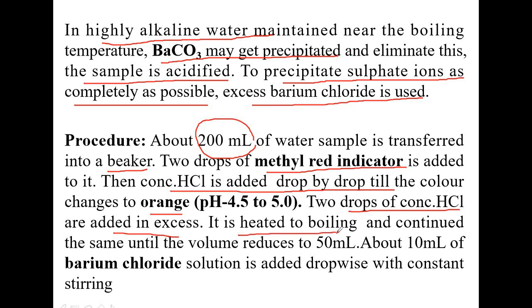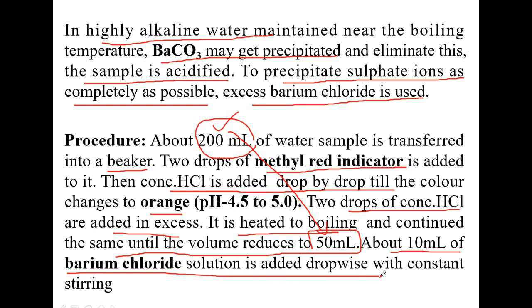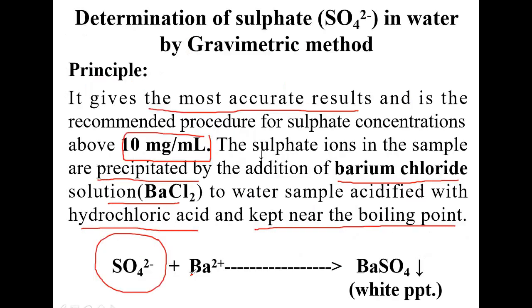Now it is heated to boiling. The solution needs to be heated to boiling and heating is continued until the volume reduces to 50 ml. Initially we have taken 200 ml of the sample. Now we are heating it to boiling and we are reducing the volume from 200 ml to 50 ml. Now the solution is highly concentrated. At this stage 10 ml of barium chloride solution is to be added dropwise with constant stirring. So we have to keep on stirring the solution and we have to add barium chloride dropwise. And what happens when barium chloride is added?